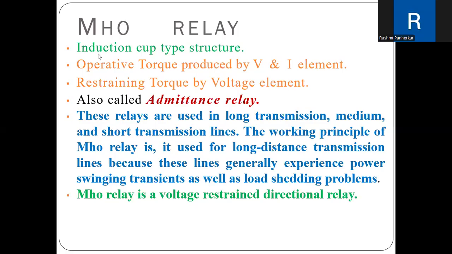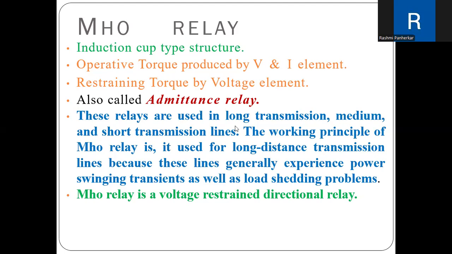Hello friends, in this lecture we will see the Mho relay. The Mho relay is similar to the induction cup type of structure. It again produces two torques, operative torque and restraining torque. Operative torque is produced by the voltage and current element and restraining torque is produced by the voltage element. It is also called the admittance relay.